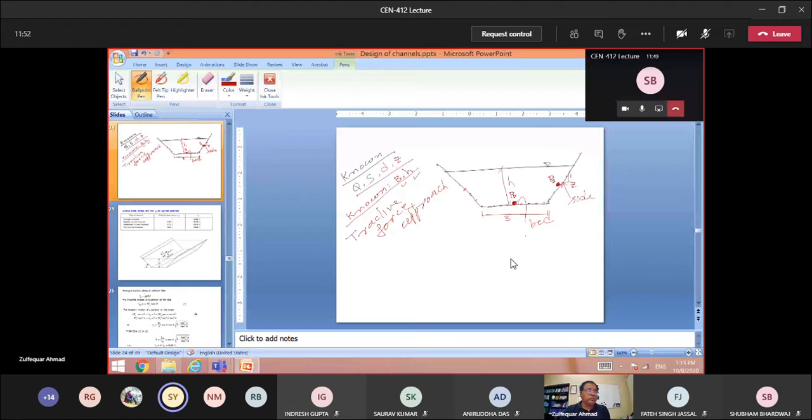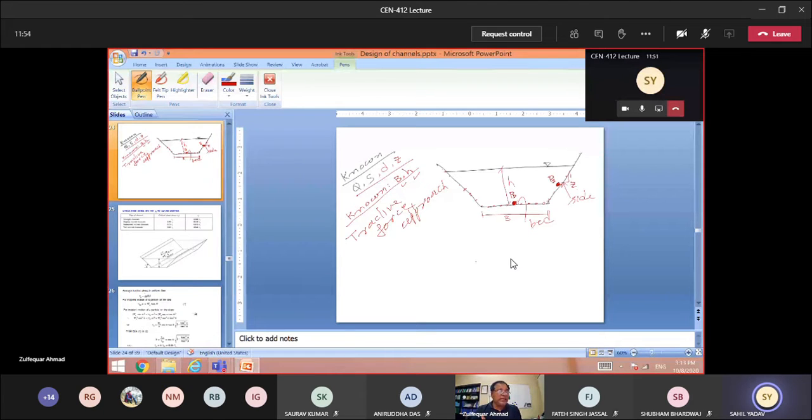Tau C, sir, critical shear stress. Please, again, I am saying, please participate, okay? Critical shear stress, I mean this tau C. Tau C is the shear stress such that if the flowing water exerts this much shear stress, then the sediment particles will move, right?